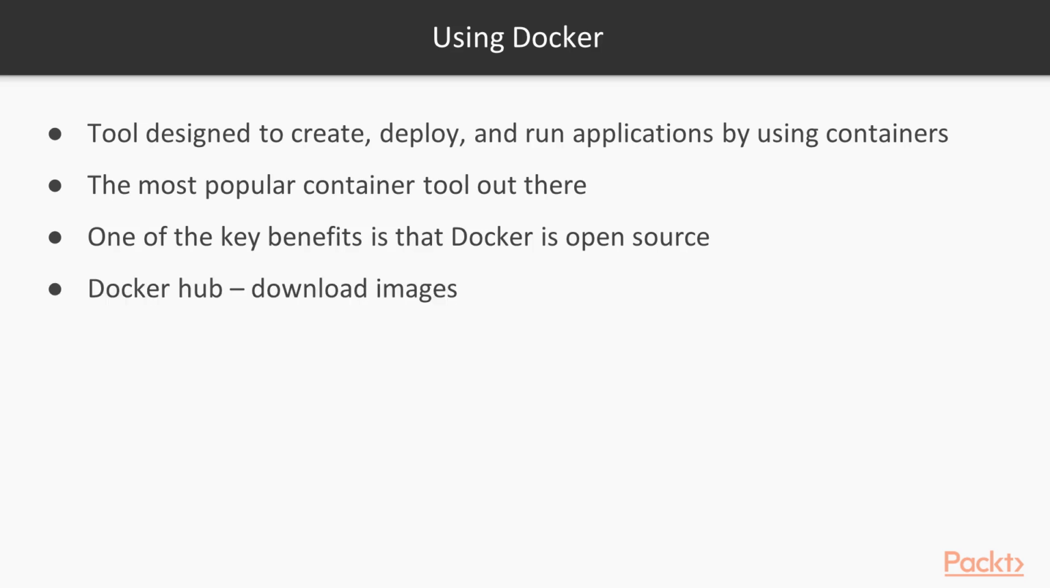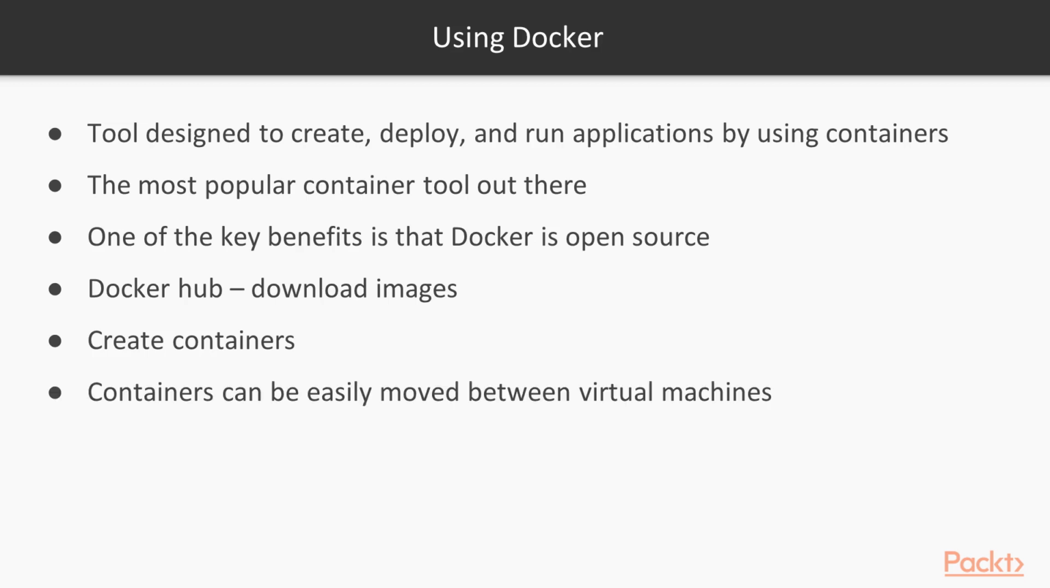They also have Docker Hub. Docker Hub is a central repository that's used to upload and download images. So these are Docker-based images. You then use these images to create containers. Containers can easily be moved between virtual machines. This is an important aspect when it comes to using containers. Its ability to move between virtual machines without impacting the container itself is what makes this container technology so famous.